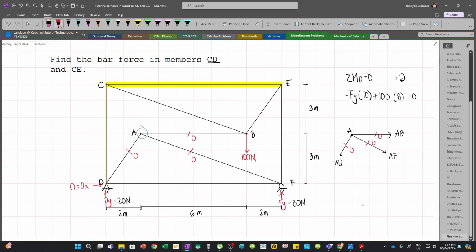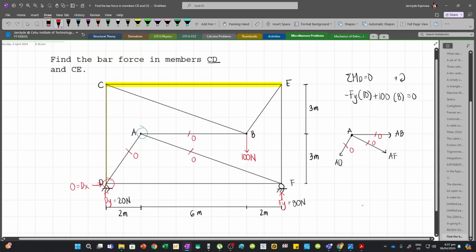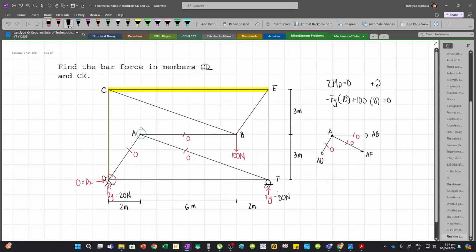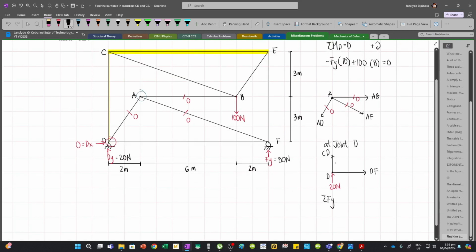And so, to solve CD, I can consider joint D, and then we can now apply equilibrium equations. So, at joint D, we'll only have this figure. So, this is CD, this is joint D, and then we have DF. Now, don't forget the reactions, kasi diba, we are considering this joint. So we have Dy equal to 20 newtons. And so by summing of forces vertical, we can solve CD. So this is CD plus 20 equals 0. So our CD will be minus 20. Now since negative, this means that the force is actually compressive.